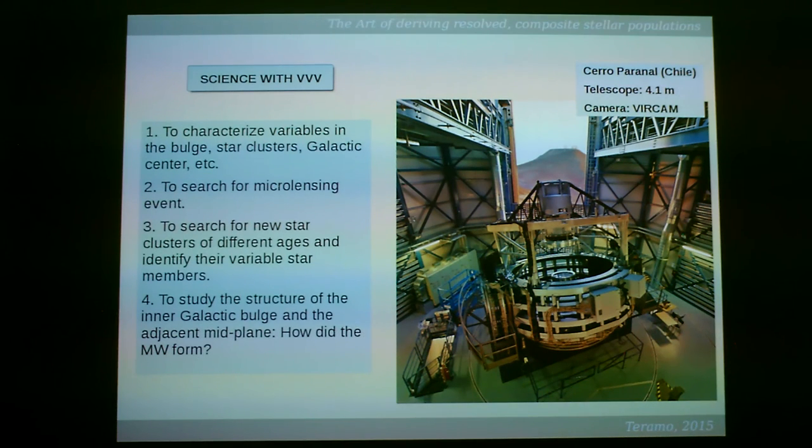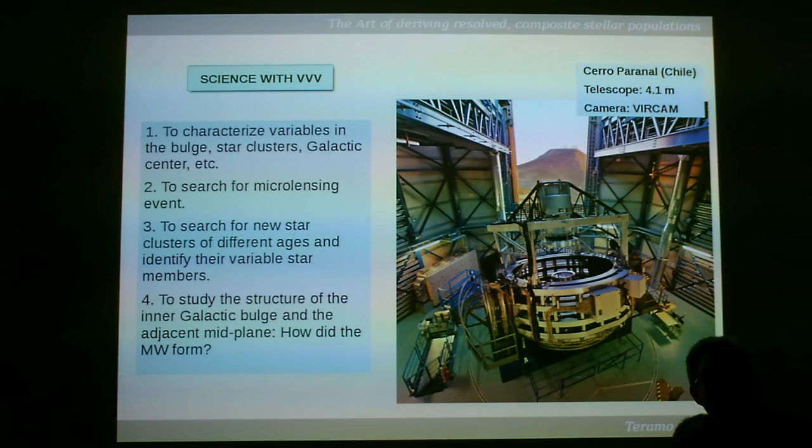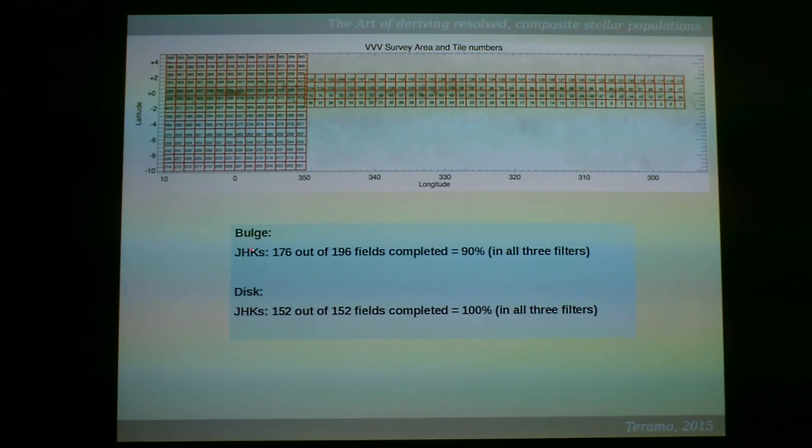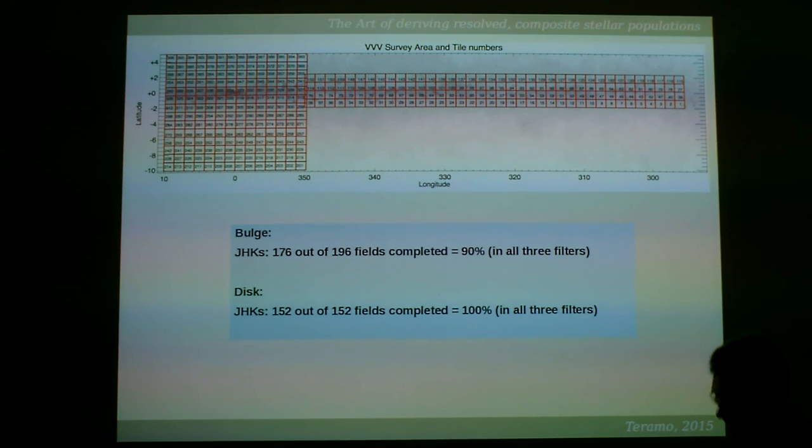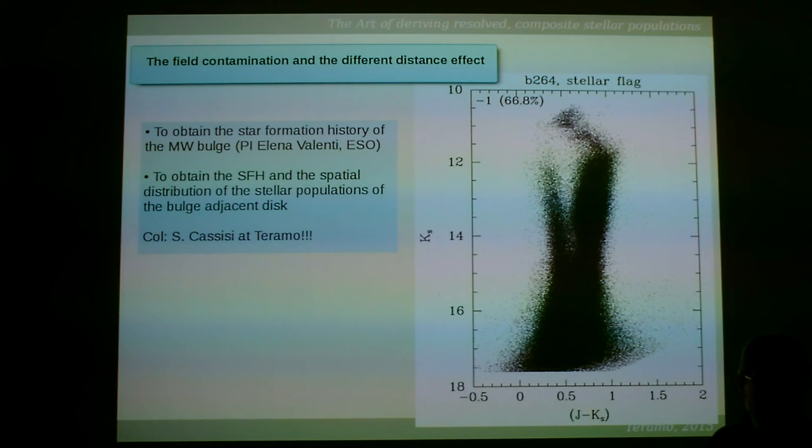these to do this type of science: characterize the variables, bulge, star clusters, search for microlensing, study star clusters at different ages, and study the structure of the inner galactic bulge and the adjacent midplane to cast light on how the Milky Way formed. This is the image of the tiles observed. The bulge is nearly complete, 90% in our three filters, and this is 100% complete, of 152 tiles observed. And this is the color-magnitude diagram.